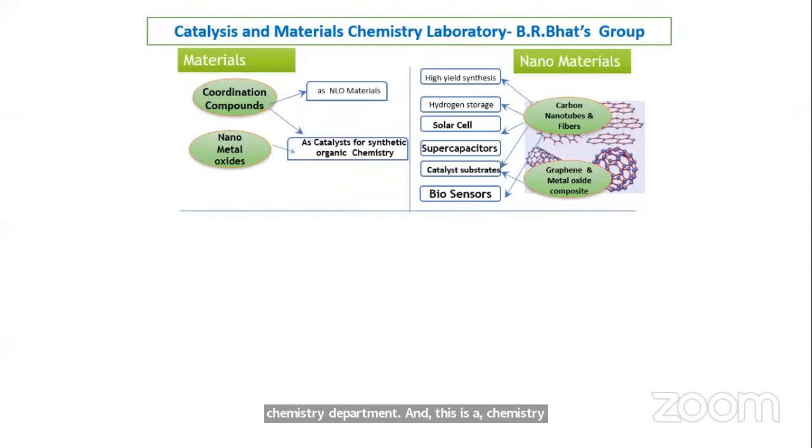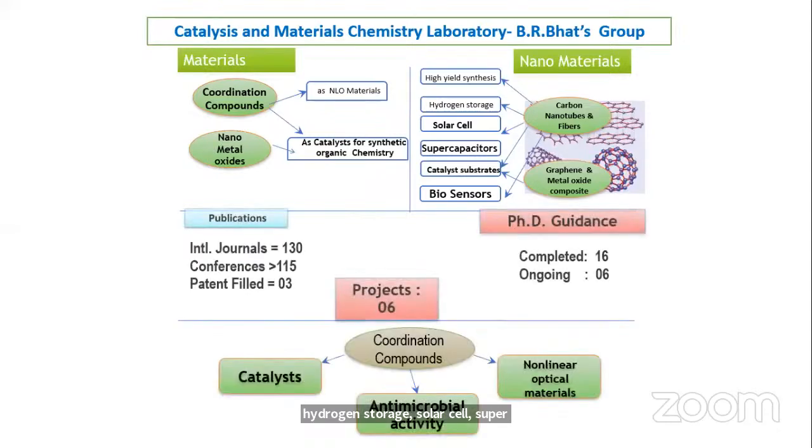It's a catalysis and materials lab, and we work on materials for coordination compounds as NLO material, nanometal oxides as catalysts for synthetic organic chemistry. Then we have nanomaterials for high yield synthesis, hydrogen storage, solar cells, supercapacitors, catalyst substrate, and biosensors. And then these are the credentials that we have from our lab.